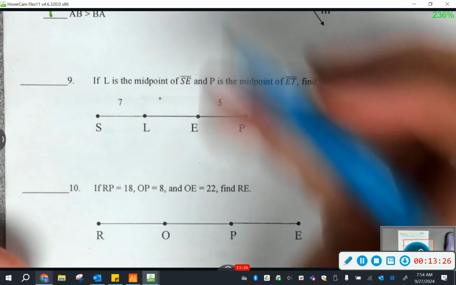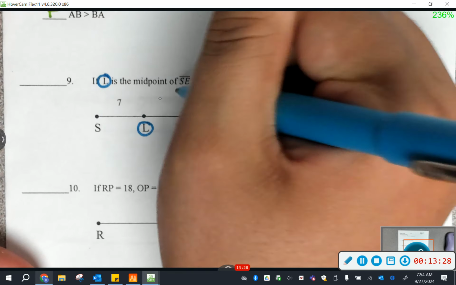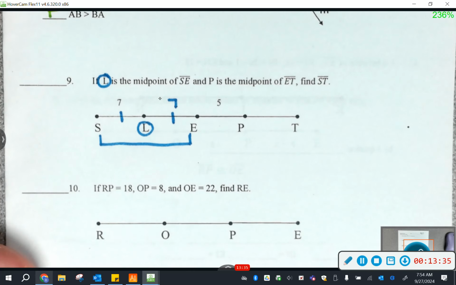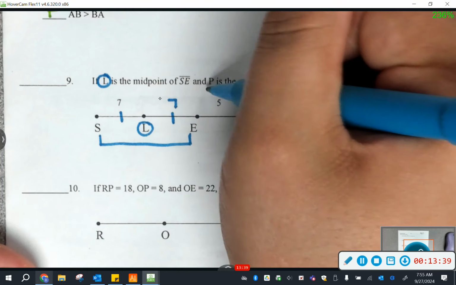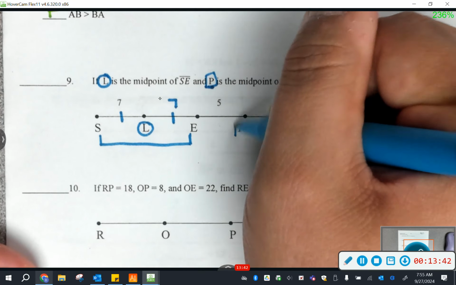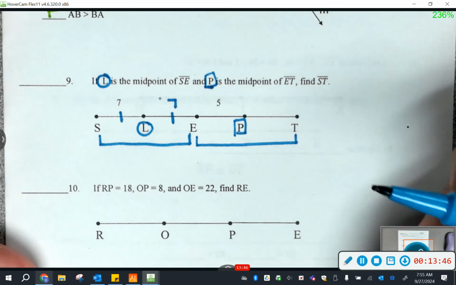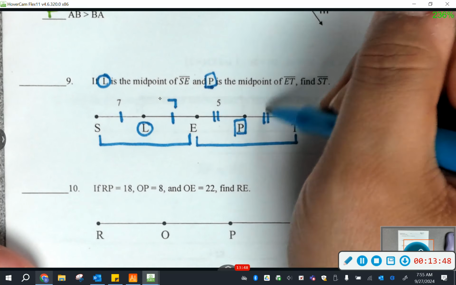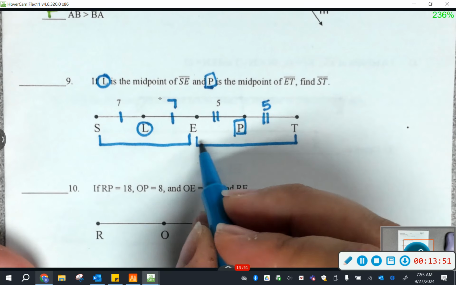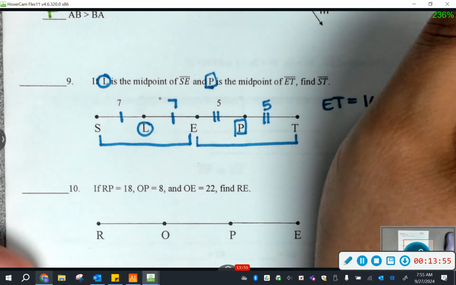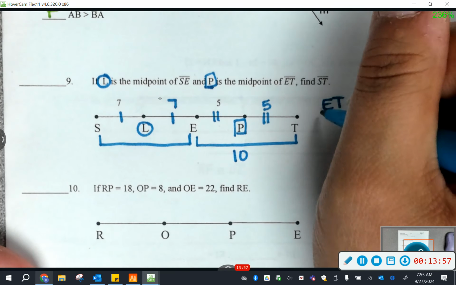If L is the midpoint of SE, and this is 7, what's this? 7, because it's the midpoint, they're the same. If P is the midpoint of ET, what do I now know? If this is 5, this is 5. What is ET? 10, because 5 plus 5 is 10.